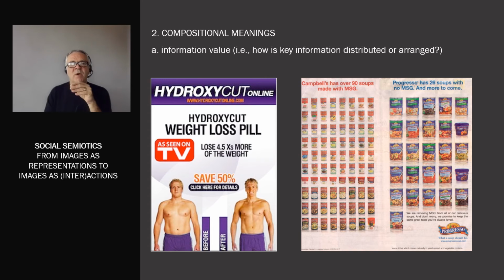Weight loss advertisements almost always follow the same information value organization of what's before on the left and what's after on the right. In the second example here, something I picked up years ago in the United States for a tinned soup brand called Progresso. And again, the composition of the advertisement, this one's pulled from a newspaper, clearly uses the same information value technique to generate the meanings of old and new from left to right. And in this case, Campbell's, the competitor soup, is the old news. The new news is the stuff that's on the right, which is Progresso.